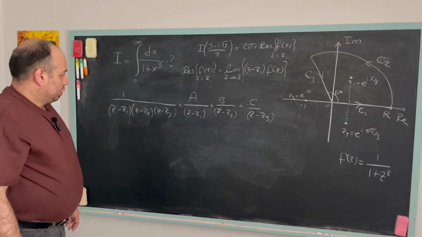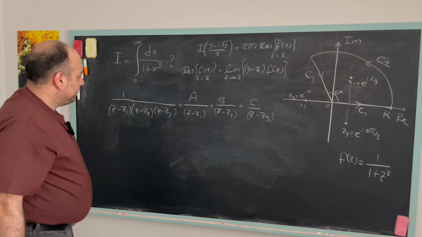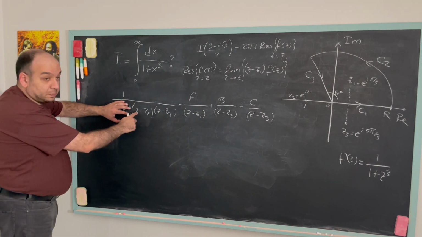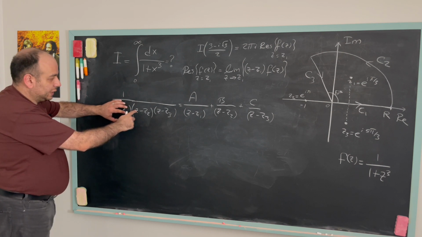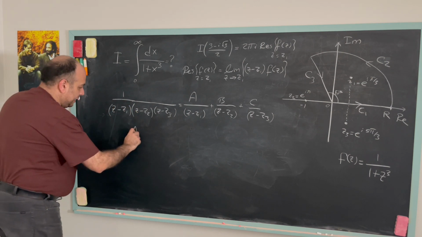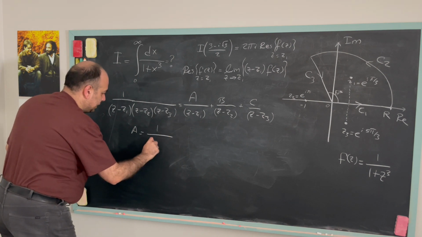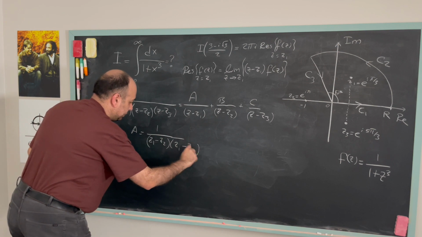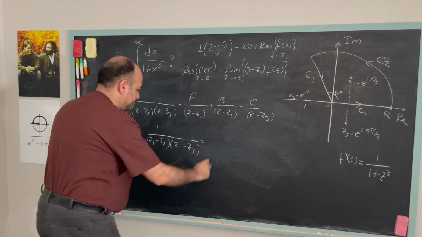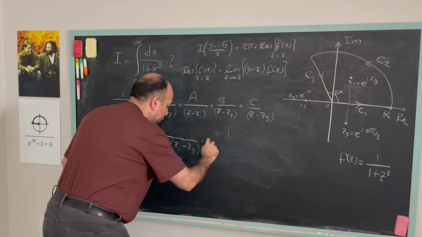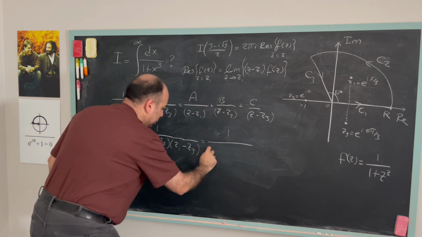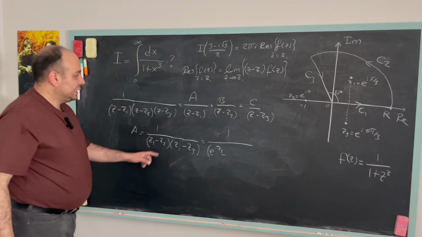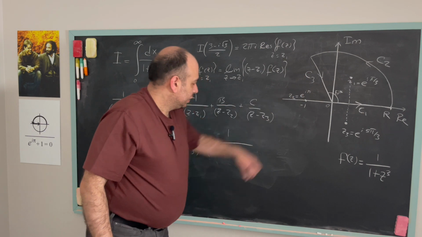So I need to find what a is. How do we find a? We cover this term here, so wherever we see z, we are going to put z1. This is how we will calculate a. So a is going to be equal to 1 over z1 minus z2 times z1 minus z3. This is equal to 1 over, z1 is equal to e to the I pi over 3, minus z2 is e to the I pi, which is equal to minus 1.